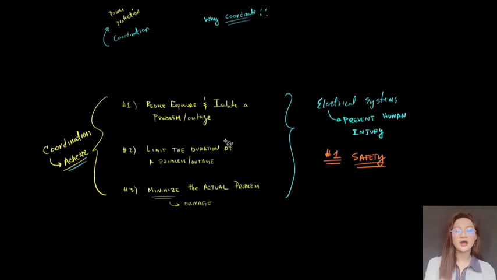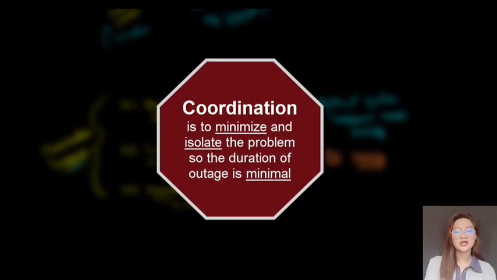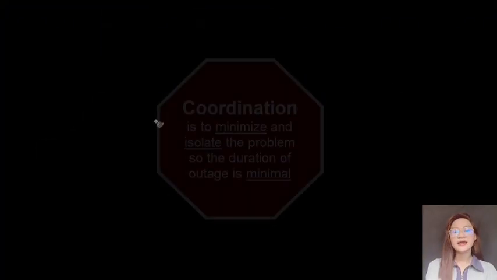If we were to summarize coordination in simple words, it would be that coordination is essentially to minimize and isolate the problem so the duration of an outage is minimal. Let's quickly give an example of this. Suppose that we work at an industrial facility.